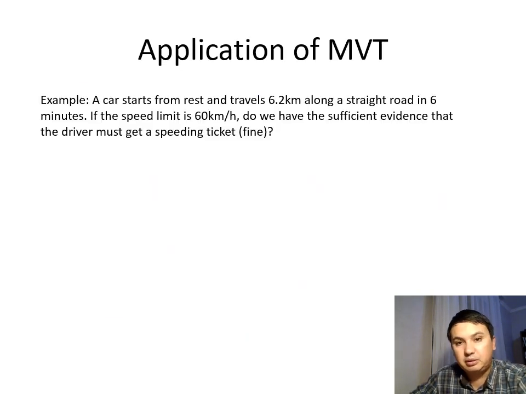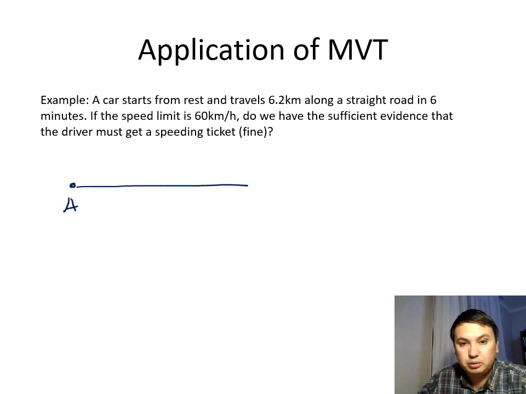Let's do an application of MVT, so in particular, an application of a derivative. The example is as follows. We have a car that starts from rest at point A and moves to a certain point B. This is point 0, and this point is 6.2 kilometers, and it travels within 6 minutes.